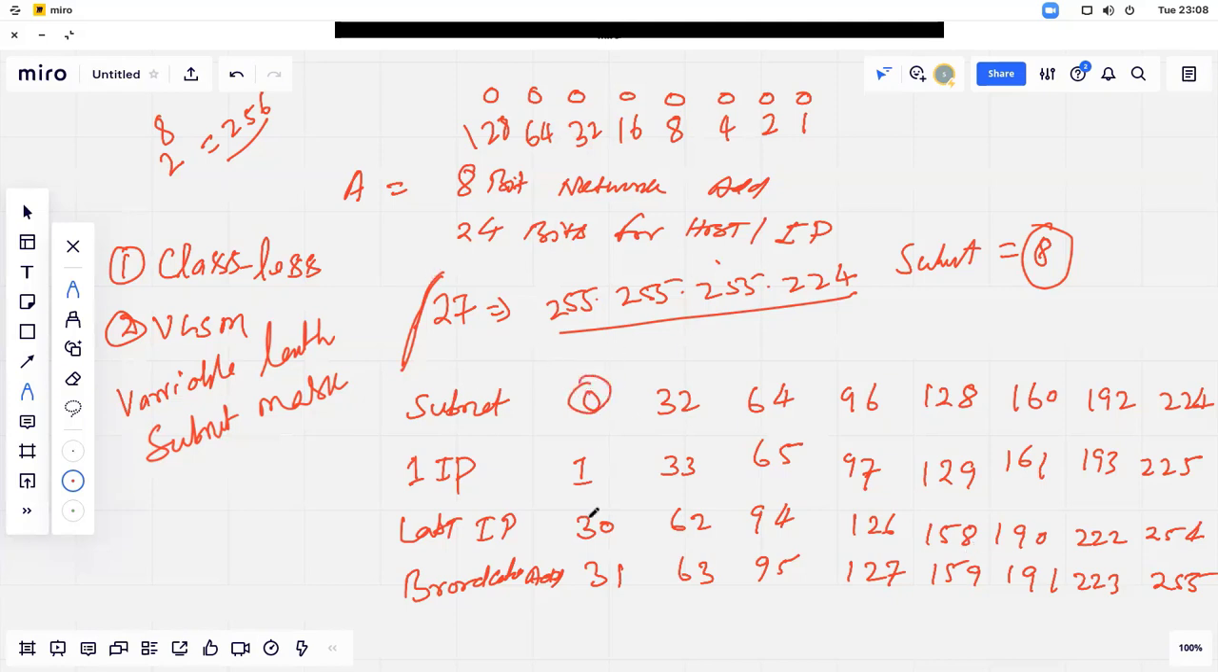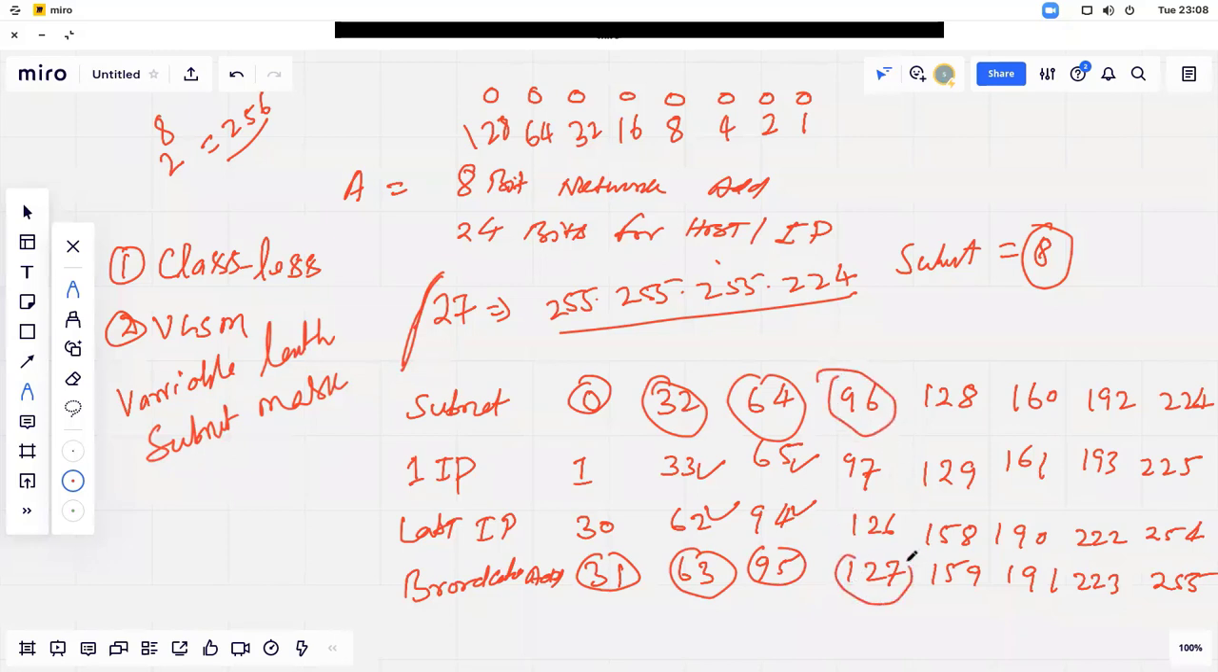This is the network address and this is the broadcast address. Actually, we are getting the 1 to 30 IPs, which means 30 IPs. This is also the network address and this is the broadcast address. So we are getting 33 to 62. This is also a network address and this one is the broadcast address. So 65 up to 94. This is the first and last IP. 96 is the network address and 127 is the broadcast address. So we are getting 97 and 126. 97 is the first IP. 126 is the last IP.